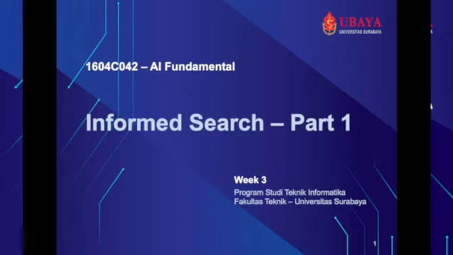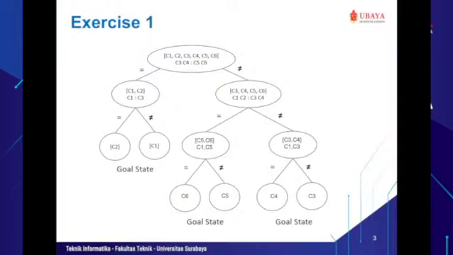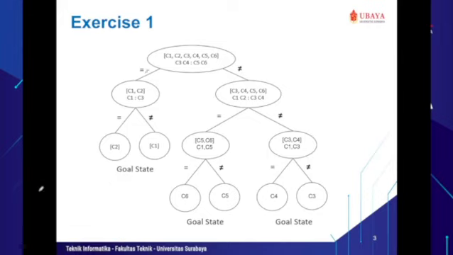In this video, we are going to learn about informed search. Before we begin, let's review our previous exercise from last week. The first exercise is about the false coin problem. Previously, you were given a task to find one fake coin among the 6 coins.